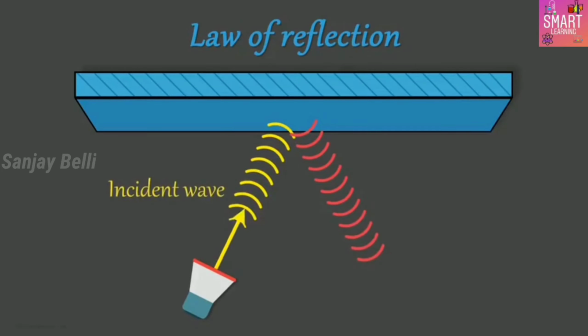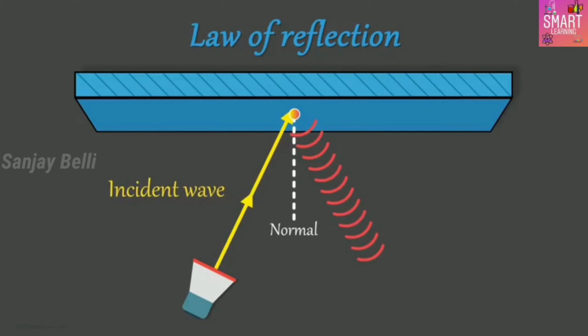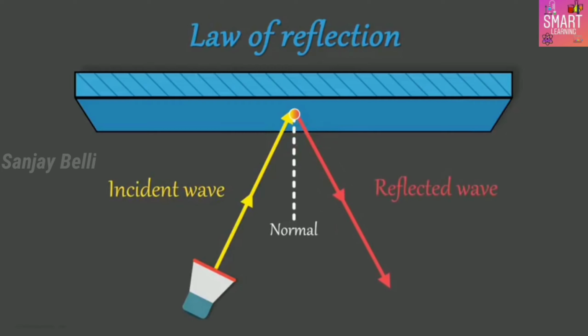Say we have a source which is emitting sound, and assume one of the sound waves strikes the surface at this point. Let's draw a normal to this surface. Normal is nothing but the line which is perpendicular to the surface at the point of incidence. Now this wave will be reflected from the surface.